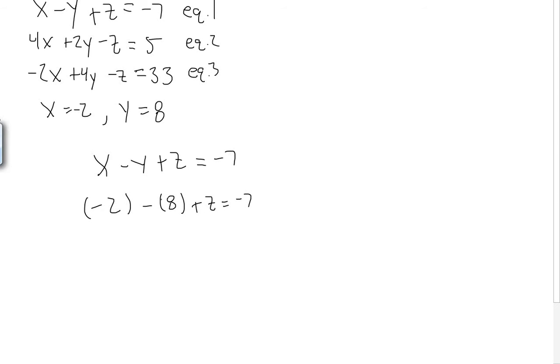So what does that give me? Negative 2 minus 8 is negative 10 plus z equals negative 7. If I add the 10 over, I get z equals 3. That means then that my solution is the ordered triple, negative 2, 8, and 3.